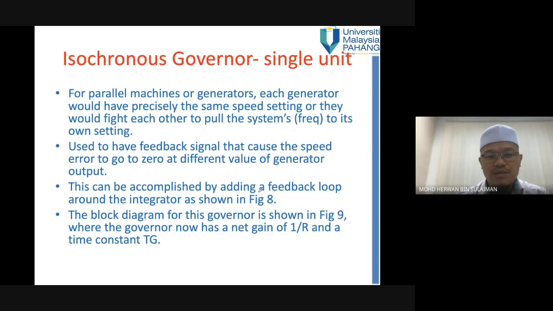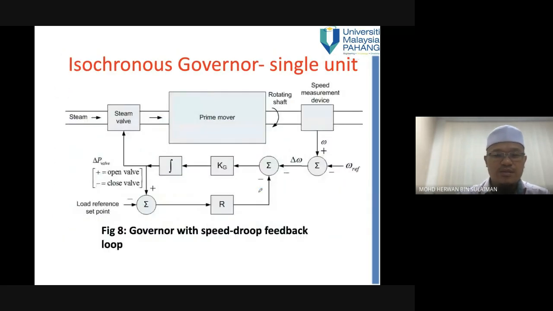So sometimes kita kena control dia supaya dia dapat speed error to go to zero lah. Make sure that's why kita kena ada sistem yang akan feedback. So you ada load reference set point. Betul, you ada sama ada nak buka atau tutup, make sure that always in terms of the governor your frequency is always in the equilibrium.